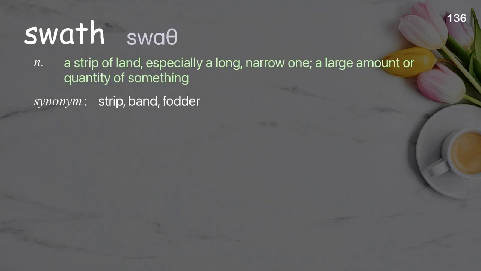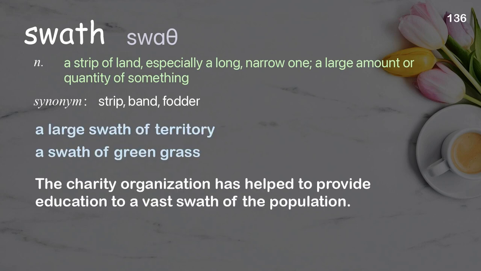Swath. A strip of land, especially a long, narrow one; a large amount or quantity of something. Examples. A large swath of territory. A swath of green grass. The charity organization has helped to provide education to a vast swath of the population.